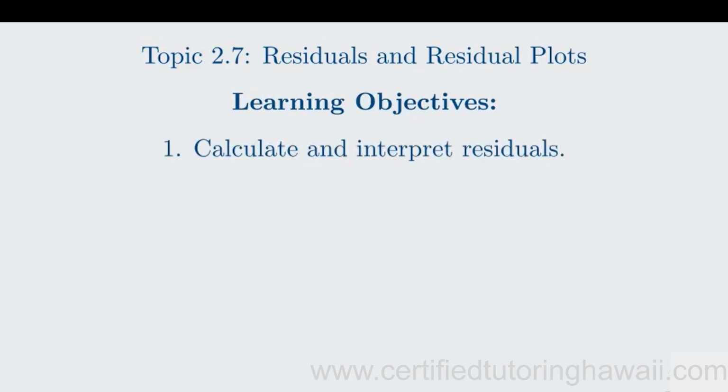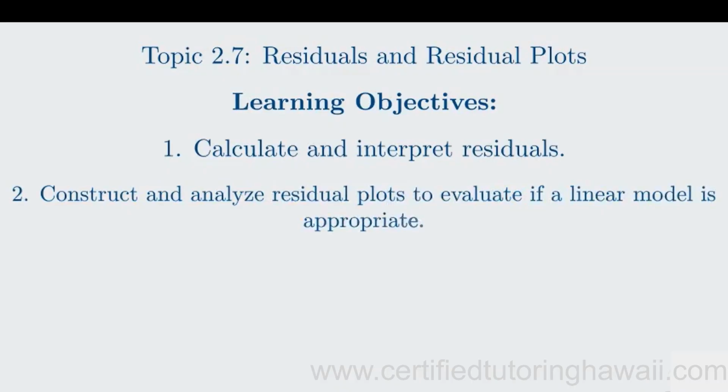Welcome to AP Statistics. Today we are diving into topic 2.7, Residuals and Residual Plots. By the end of this lesson, you will be able to represent the differences between measured and predicted responses and use residual plots to describe the form of association in bivariate data.